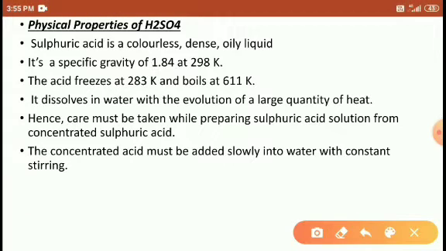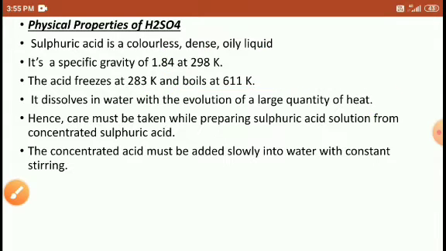Physical properties of sulfuric acid: it is a colorless, dense, oily liquid. Specific gravity 1.84 at 298 Kelvin. The acid freezes at 283 Kelvin and boils at 611 Kelvin. It dissolves in water with evolution of a large amount of heat.